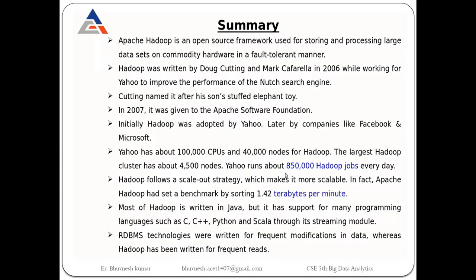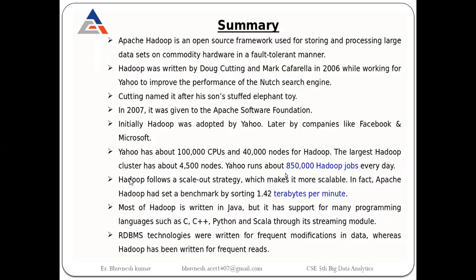RDBMS technology was written for frequent modification of data, whereas Hadoop has been written for frequent reads. Means predictive data is there. Latest data should be predicted, stored, and analyzed. But in your RDBMS, there is structured data. First of all, you have to store that data, then analyze that data.